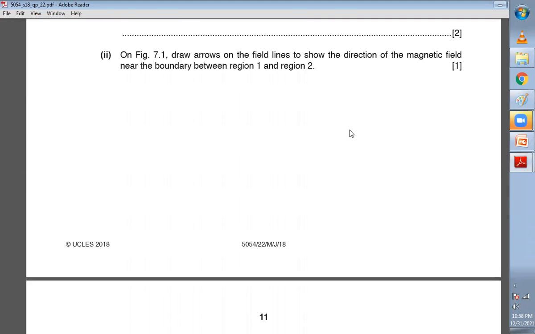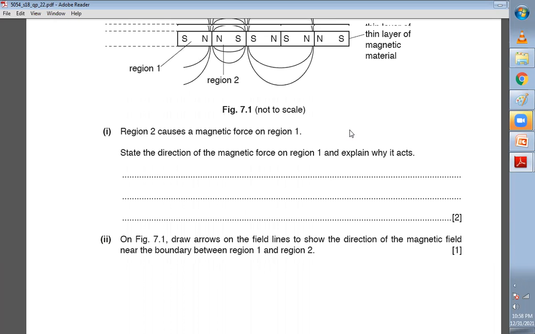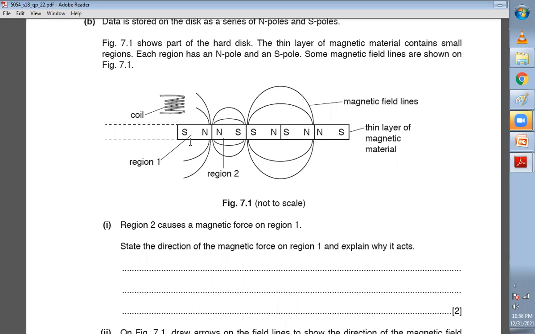Okay. On figure 7.1, draw arrows on the field lines to show the direction of the magnetic field near the boundary between region 1 and region 2. So this is the boundary. You know, the magnetic lines always come out of the north pole. So here you put arrows there. From this north, they are coming out, and from this north, they are coming out.